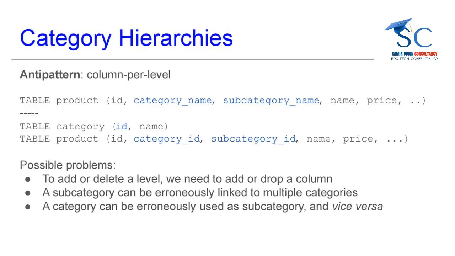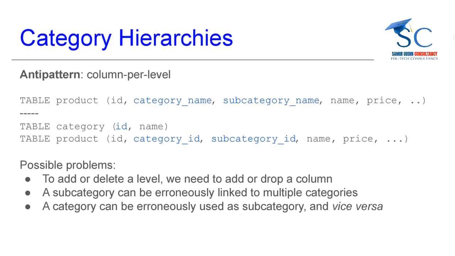The following is slightly better. You have a separate category table, and then you have a product table with two columns which point to the category, which are category ID and subcategory ID. This is slightly better, especially when you have to do things like renaming a category or other similar operations.